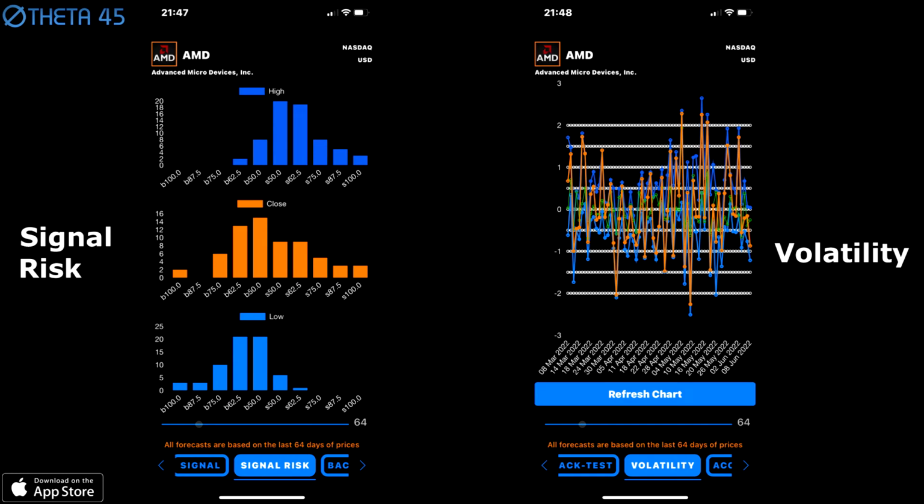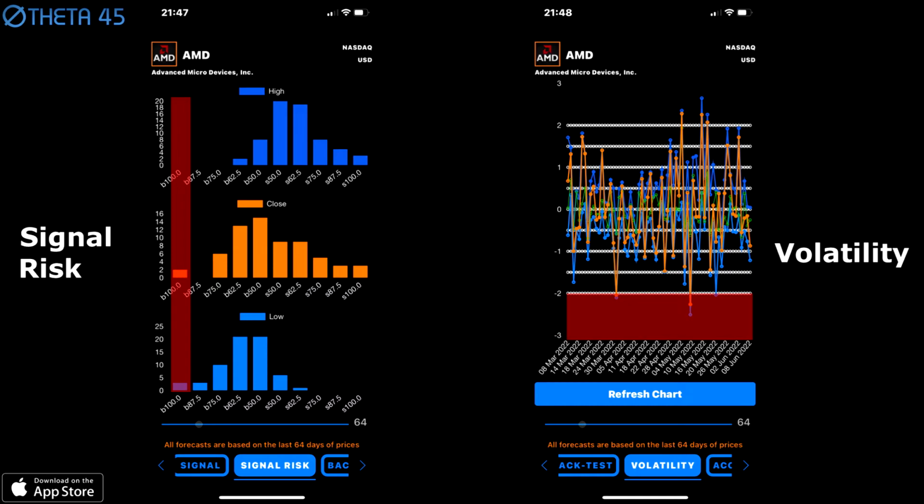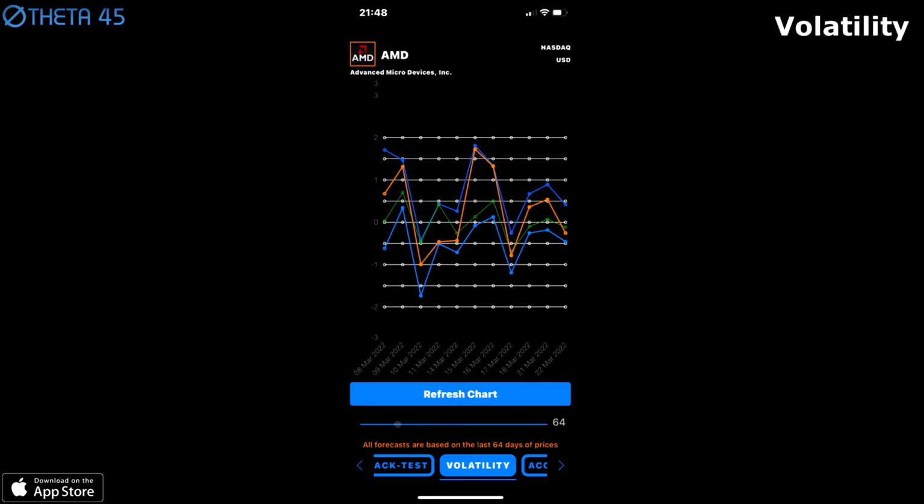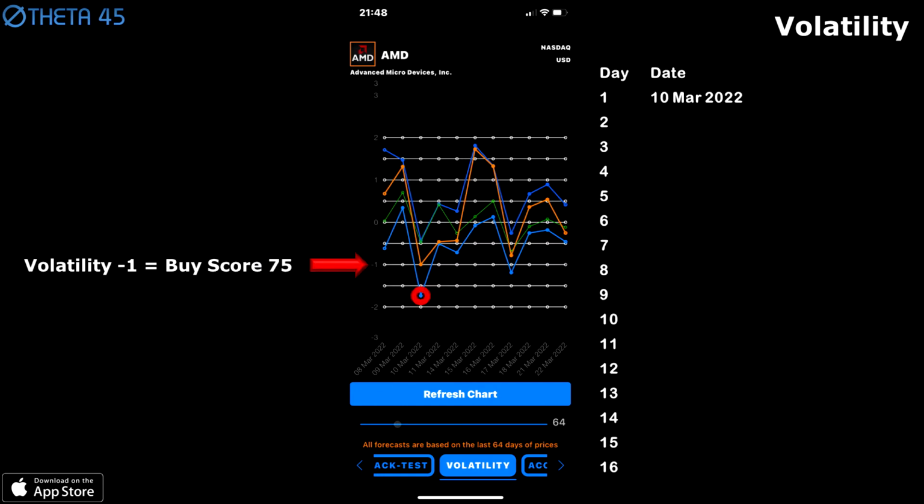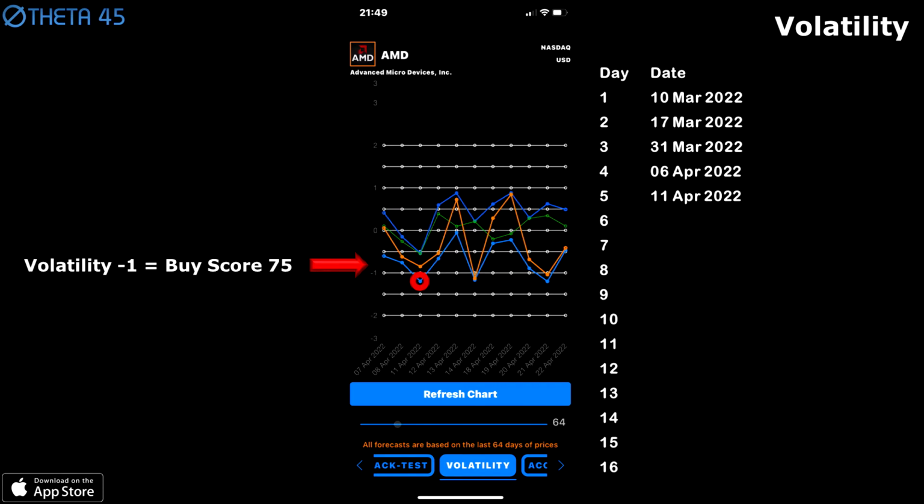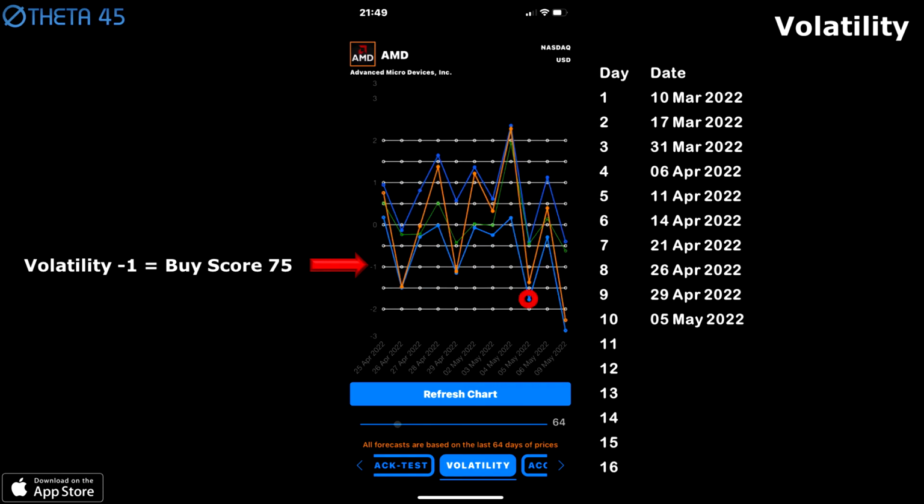The volatility screen allows you to identify at a glance on which days the buy score hit 75 or above. In the volatility chart, the buy score hit 75 or above on all the days where the volatility was -1 or below. You can zoom into this chart to see that the price was in the higher band either that day or the next when the buy score was 75 or when the volatility was -1 and below.